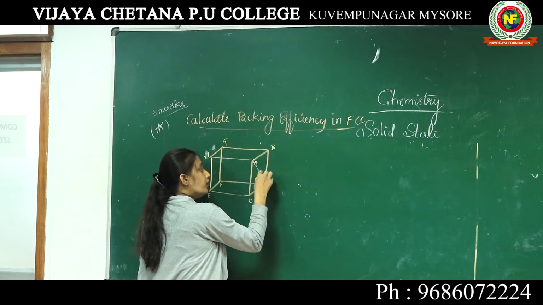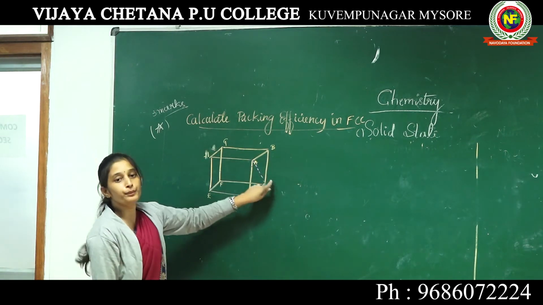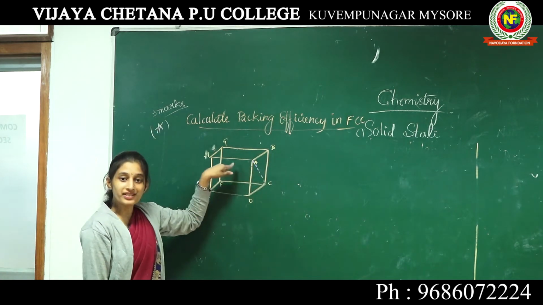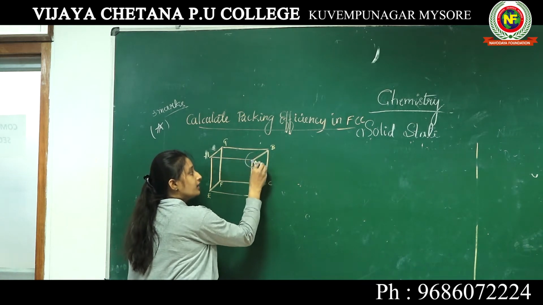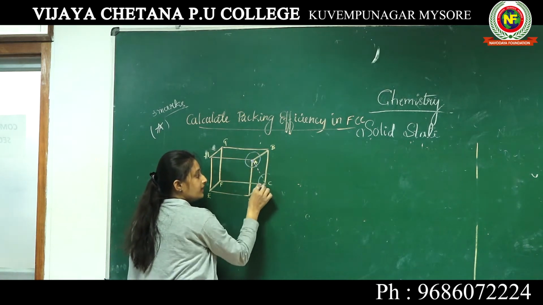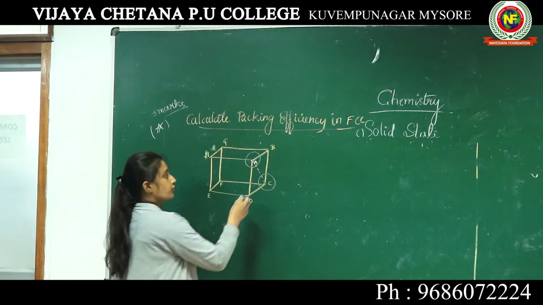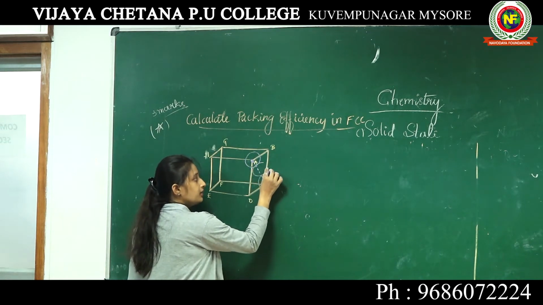Now I am going to draw the face diagonal. Face diagonal means what? Opposite. AB is adjacent but AC is opposite. Face diagonal. See, all the corners contain an atom. So this corner contains one atom, this corner contains one atom, and the middle one also, the face center. This is one face. The center of the face contains one atom.